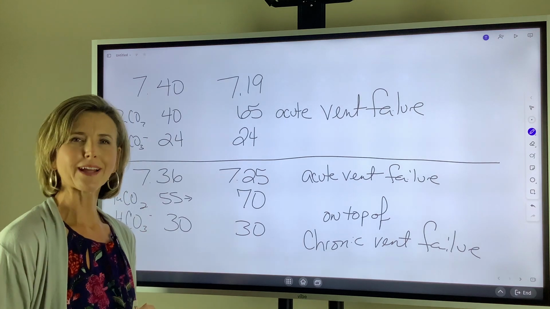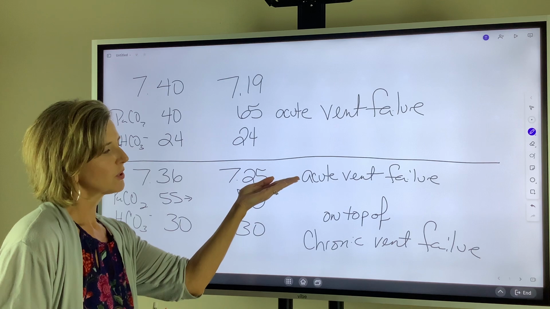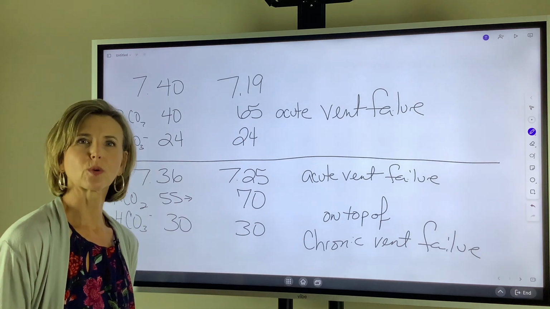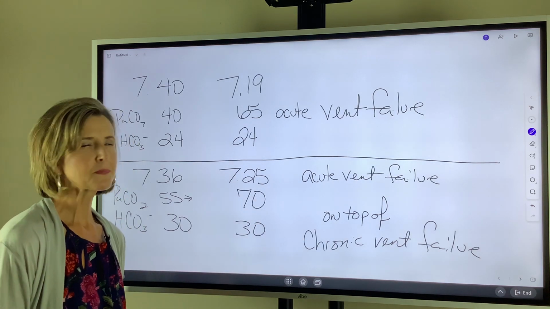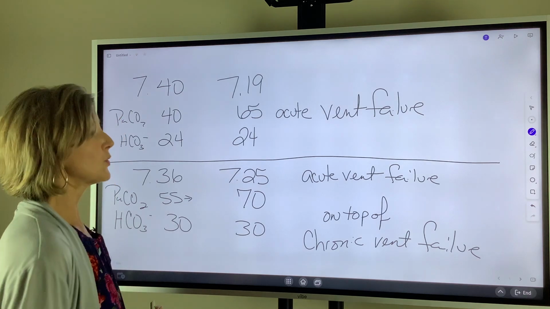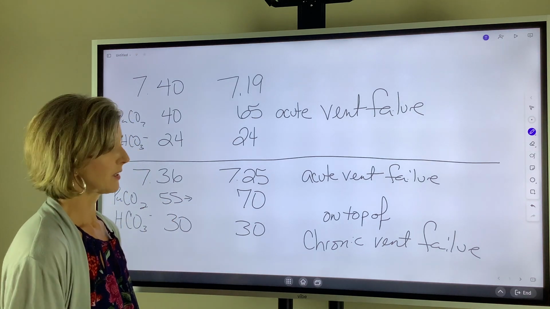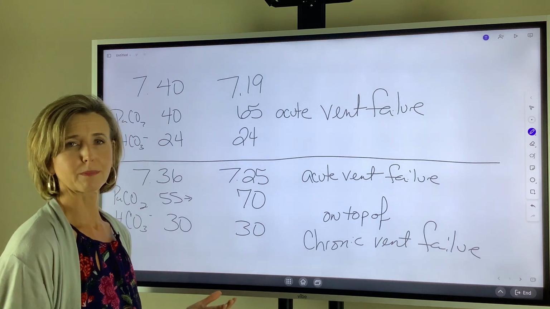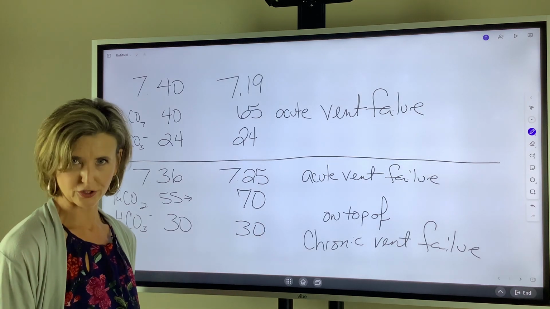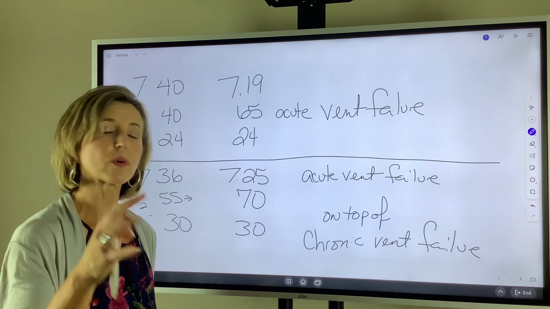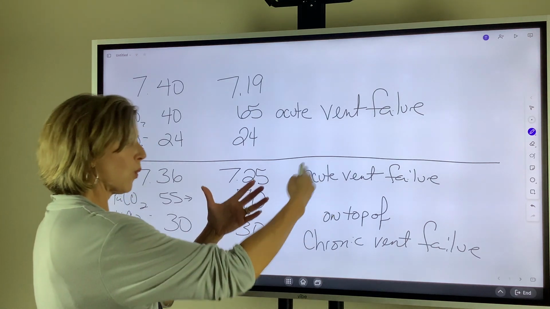Sometimes that's a mouthful, right? So sometimes we say acute on chronic ventilatory failure to describe this. If you want to sound really fancy, you can say acute ventilatory failure superimposed on chronic ventilatory failure. Superimposed just means on top of the chronic condition. Okay? But again, what we're describing is what's going on.